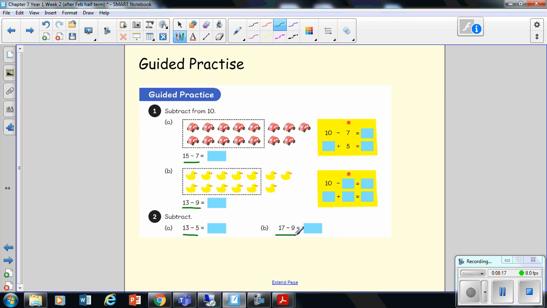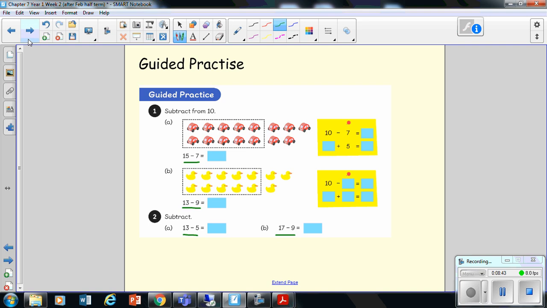Okay, all you're doing is making up a story. You might want to use spoons or counters or flowers, whatever objects you would like at home to help you solve this one in the same way that you did these 2 up here, and the same goes for B as well. Okay, so have a go at doing these guided practice questions.